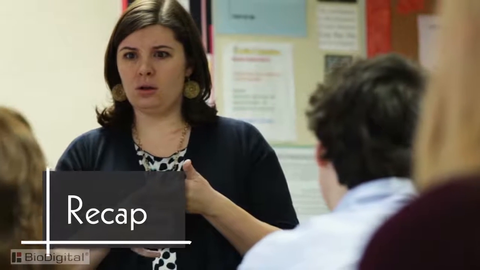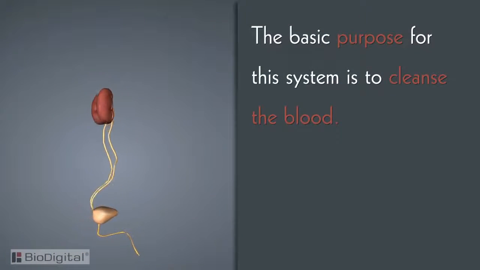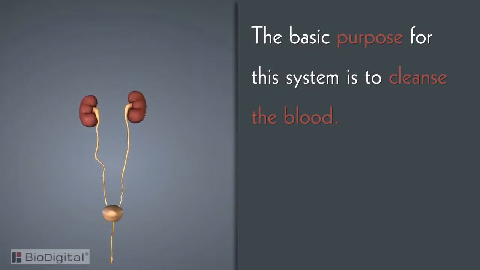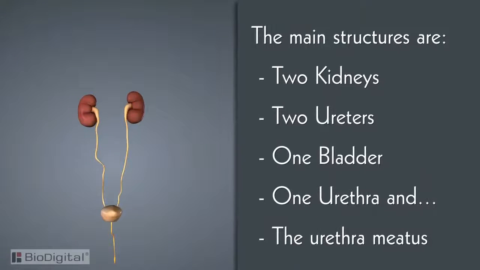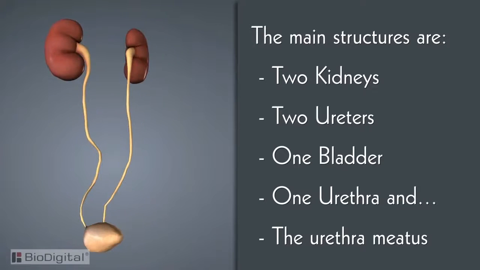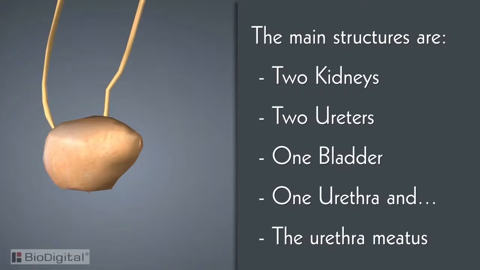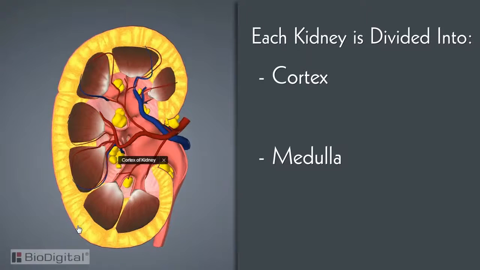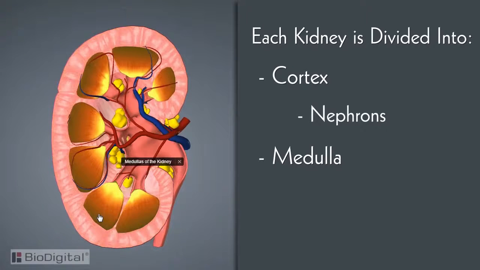Now before we finish, let's go over it one more time. The basic purpose for this system is to cleanse the blood. It filters out toxins such as excess sugars and salts, as well as other substances. The main structures or anatomical parts are 2 kidneys, 2 ureters, 1 bladder, 1 urethra, and the urethra meatus. Each kidney is divided into the cortex and medulla. Inside the cortex of both kidneys are thousands of microscopic filtering units called nephrons.